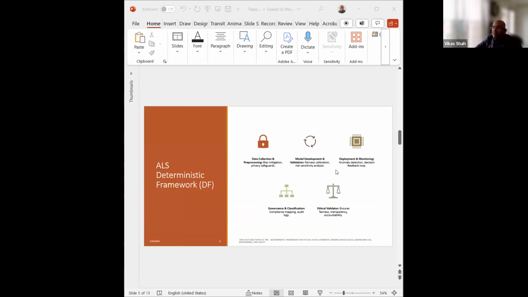To address these challenges and continuously evolve, we have developed the deterministic framework, and there are 5 different layers of this framework: data collection and processing, model development and validation, deployment and monitoring, governance and classification agent, and the ethical validator. And there are numerous dimensions being considered in the ethical validator.